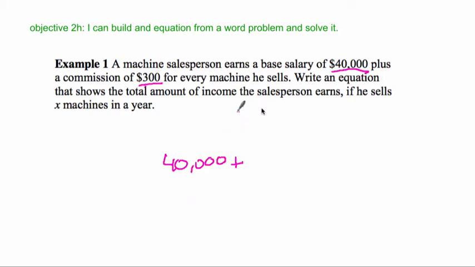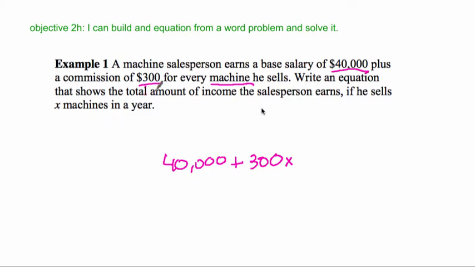So we know if he sells one machine, it's going to be $300. If he sells two machines, it would be 2 times $300. If he sells three machines, it would be 3 times $300. So we have to multiply. It's going to be 300 times the number of machines. So X is the number of machines he sells.